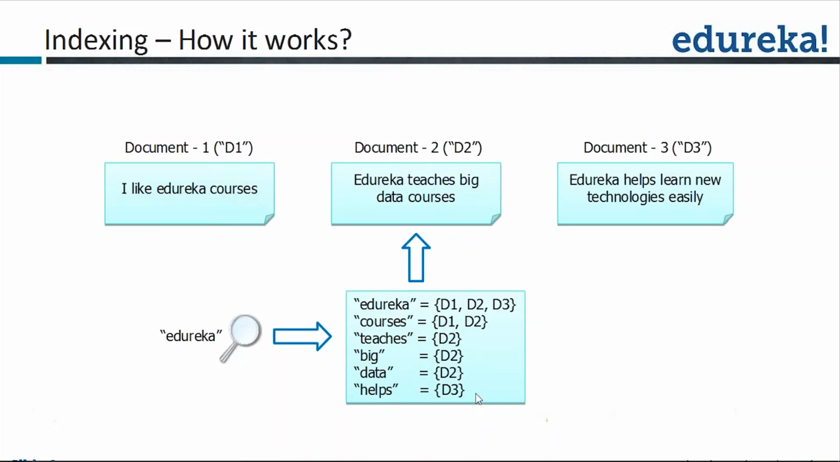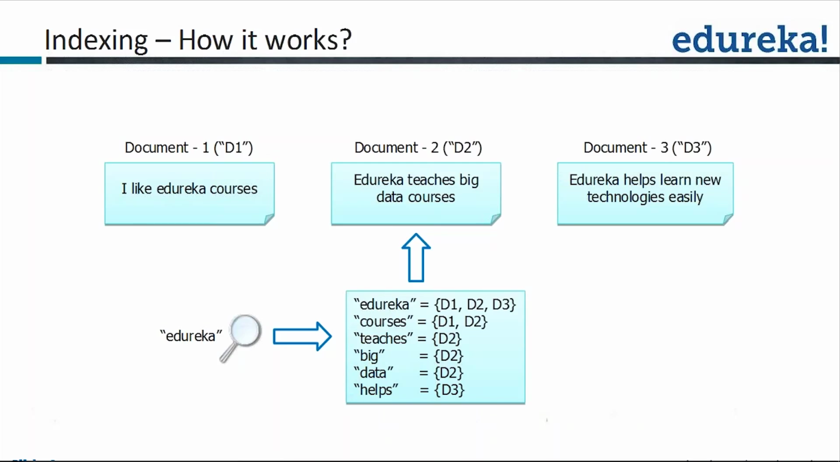So I break up the stream of data in each of the documents into tokens or words, and I'm storing them as key value pairs, right? So I'm basically storing the word along with the document reference.